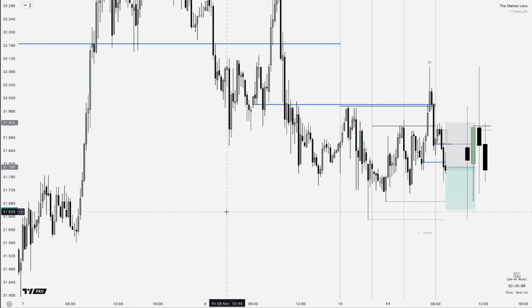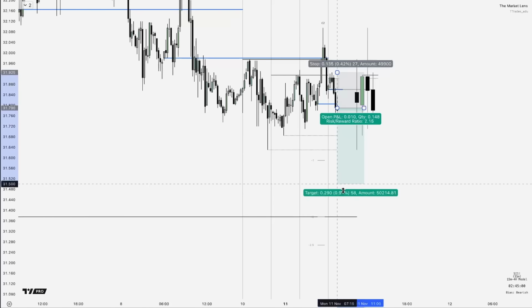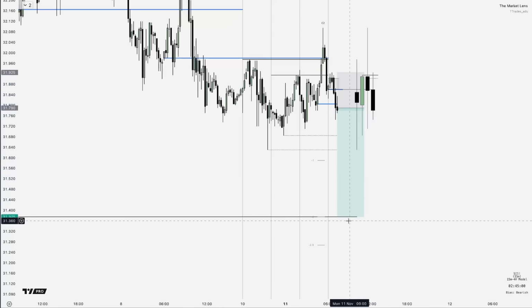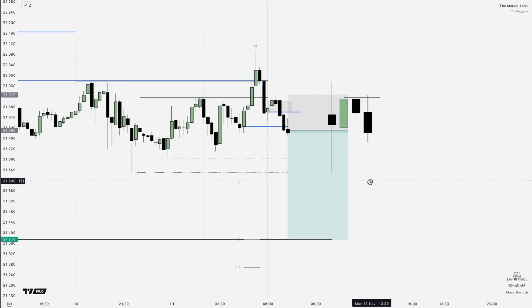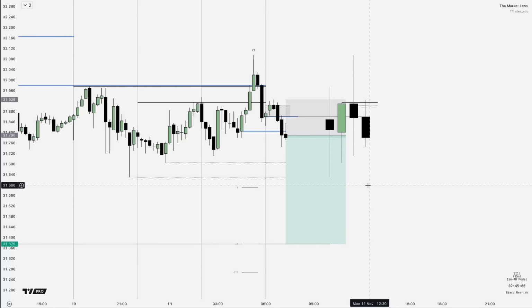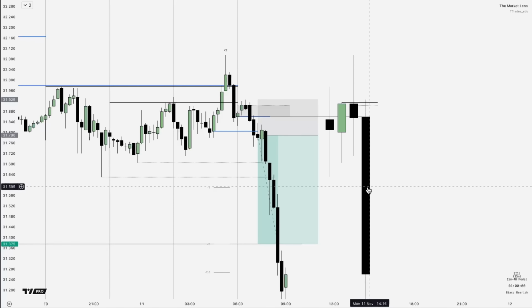So taking a look and zooming back out, where is that target we marked out? It is right there, which also lines up with the standard deviations for my indicator. And this is a 3R trade. So let's see what happens here. We get a continuation lower right through our target.